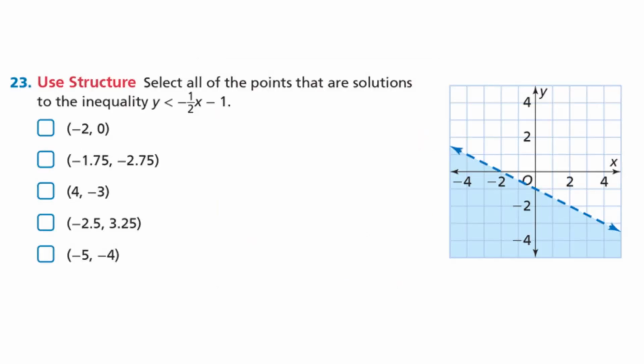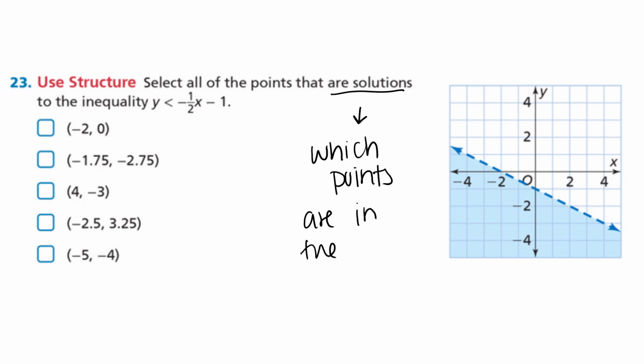For number 23, it says select all of the points that are solutions to the inequality y is less than -1/2 x minus 1. So they have graphed the equation for you. When it asks what are the solutions, it wants to know which points are in the shaded area. So if we look at those individual points, -2 and 0 is on the line. Now, if it had said or equal to, and it was a solid line, we could pick that point. But because it is a dotted line, we are not going to pick that point.